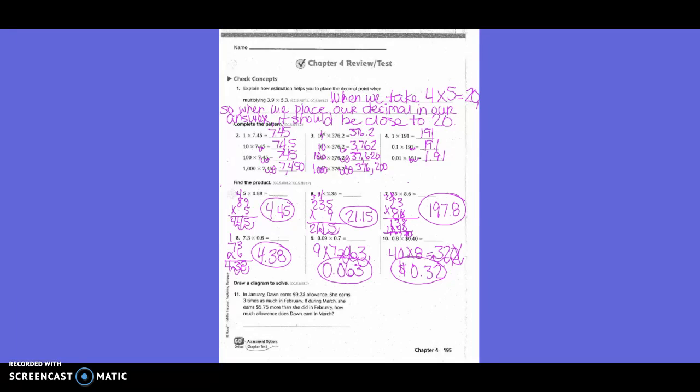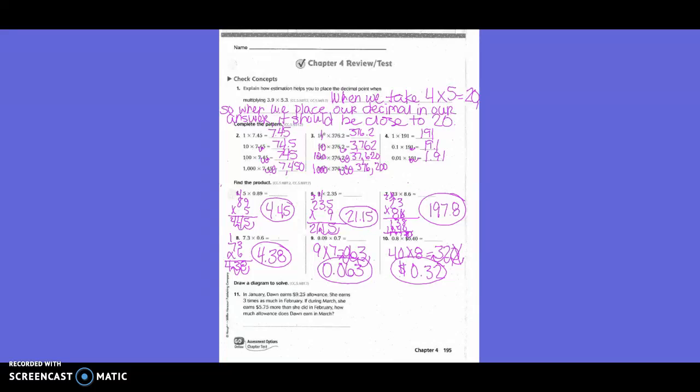Draw a diagram to solve. In January, Dawn earns $9.25 allowance. She earns 3 times as much in February. If during March she earns $5.75 more than she did in February, how much allowance does Dawn earn in March? Okay, I know it says to draw a diagram, but I would take either way. If the diagram helps you, that's great. If not, just show your multiple steps, okay?